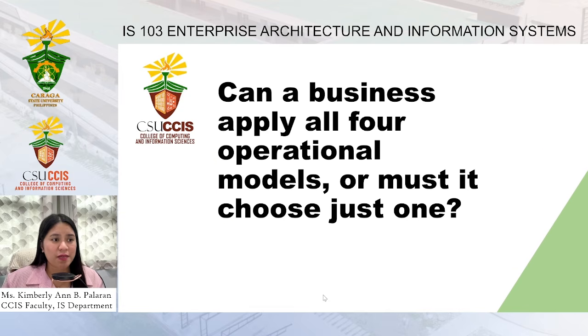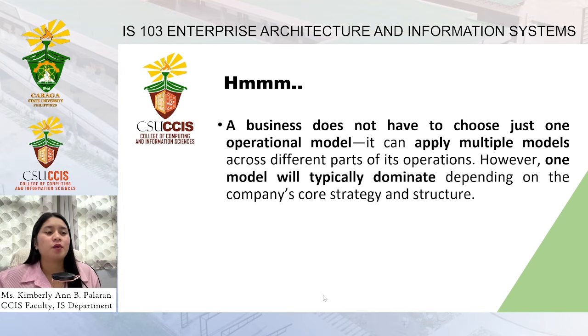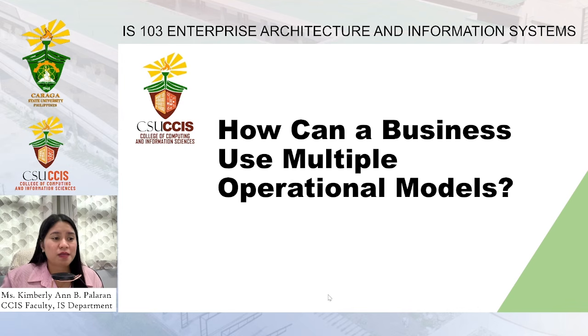Question: can a business apply all four operational models? Or must it choose just one? What do you think? Okay, a business does not have to choose just one operational model. It can apply multiple models across different parts of its operation. However, one model will typically dominate depending on the company's core strategy and structure. Another question is, how can a business use multiple operational models?